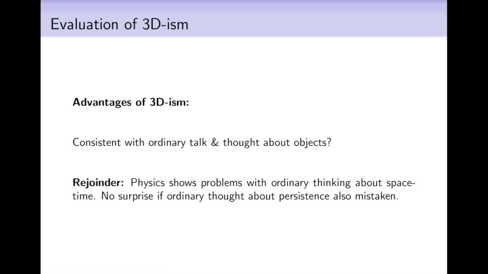So the thought here would be that if special relativity shows that many of our intuitions about space and time are mistaken, then maybe it's no surprise if our intuitions about what it is for an ordinary object to persist through space and time are also mistaken, right? It's natural that we should have to revise our views about persistence through space-time if our intuitive views about space-time are just wrong. Okay, so that's the rejoinder that the four-dimensionalists might have.